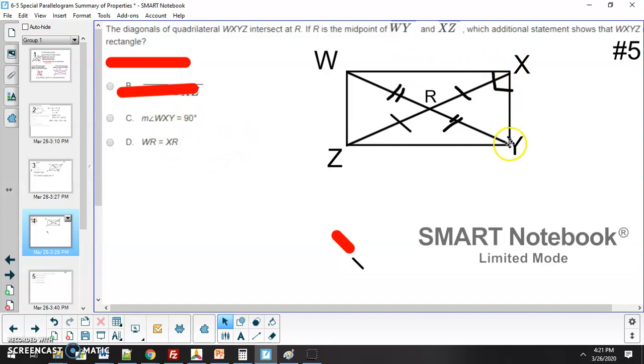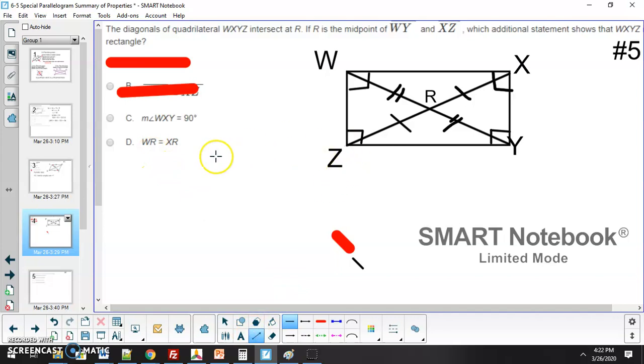Angle WXY is equal to 90 degrees. Since the diagonals are bisecting each other here, we know it's a parallelogram. And since we know it's a parallelogram, we know that opposite angles are equal, so we could say that this angle is equal to 90 degrees. We also know same side interior angles are supplementary, so that would give us 90 here and 90 here. And so that would be enough for it to be a rectangle. So yes, that is one of the possible answers. And no, the book did not think this was a possible answer, so I will need to give you guys some credit if you picked C on that one.